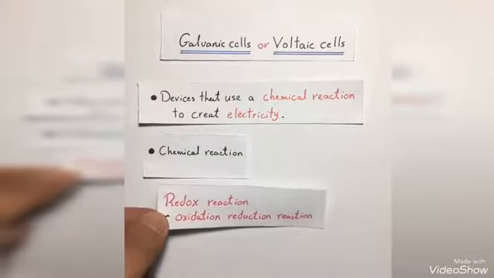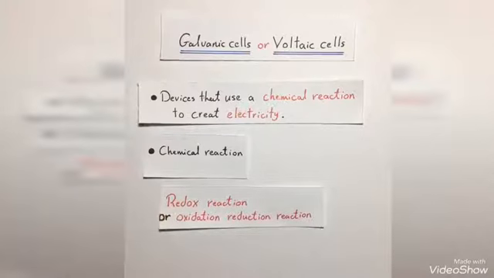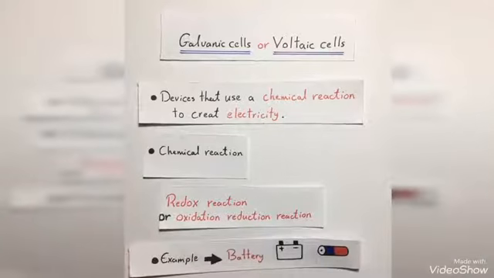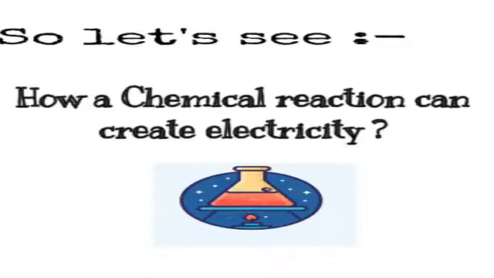Now, galvanic or voltaic cells may be totally new terms for you, but I'm willing to bet that you use these devices almost every single day of your life, because a battery is an example of a galvanic or voltaic cell. There are chemicals inside batteries, and those chemicals react together in an oxidation-reduction reaction that makes electricity for a flashlight, or whatever the battery is hooked up to. So, let's learn more about these devices and see how a chemical reaction can create electricity.